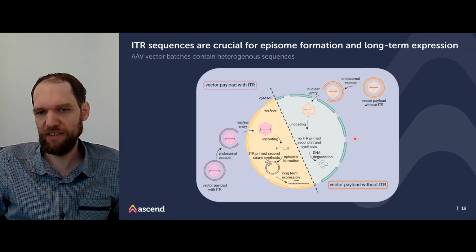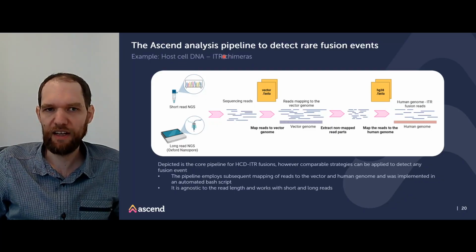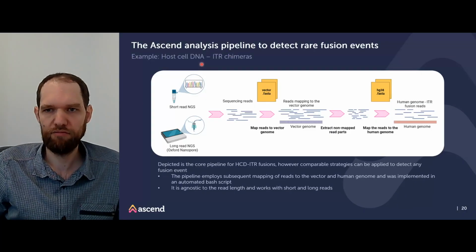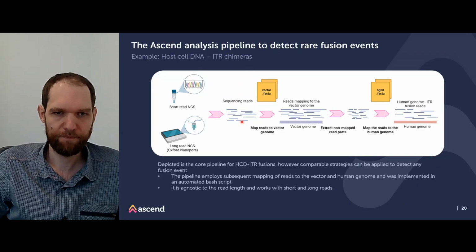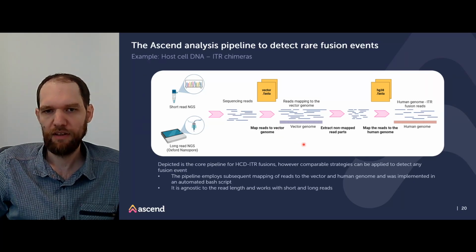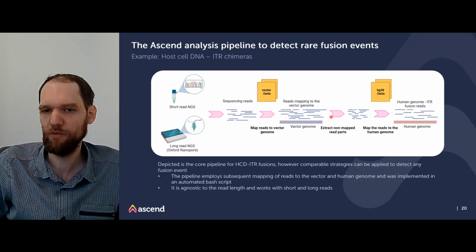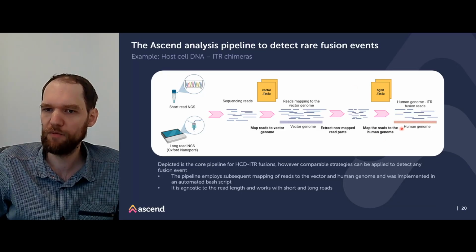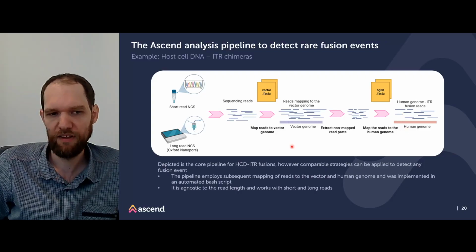So how did we actually tackle this question? And you see here as an example a host cell DNA ITR pipeline, but it is actually useful to detect any rare fusion event that you might have. You have the sequencing reads, you map the reads to the vector genome. And then comes the crucial part, because every mapper actually clips parts that do not align to the reference. And we now extract these non-mapped, these clipped parts and map them to the human genome. And by this we find human genome ITR fusion reads.